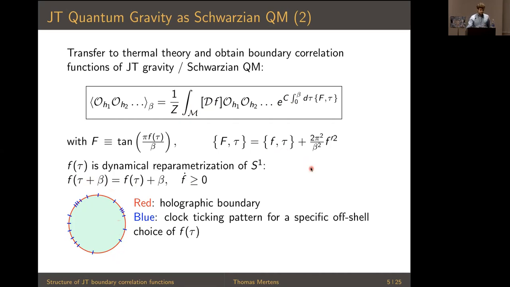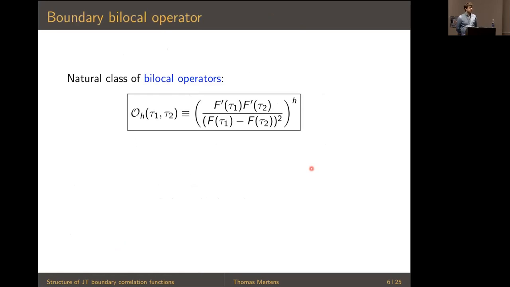Now, what are these operators? It turns out that there is a very natural class of operators to consider in the Schwarzian theory, which are bilocal operators. They depend on two times, tau1 and tau2, and they're given by this combination of the function f of tau that we're path integrating over: f dot tau1, f dot tau2 divided by f tau1 minus f tau2 squared, raised to some power h, where h is some real number.